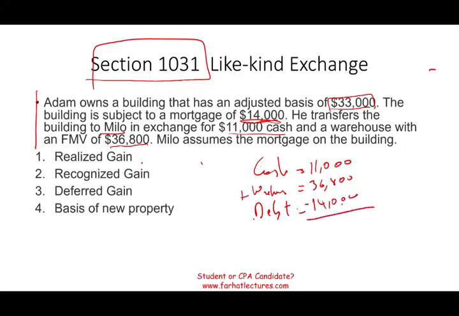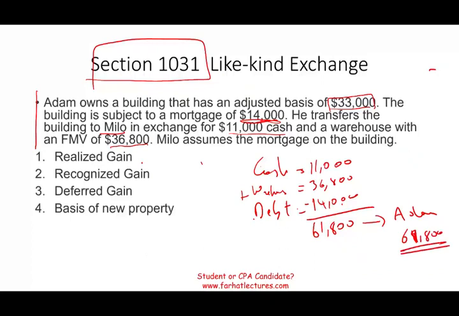So the first thing I want you to see is how much Milo gave Adam. Why is that important? Because the math has to make sense. What Milo gave is 11,000 plus 36,800 plus 14,000, a total of 61,800. It means Adam's building is worth 61,800. Although we're not told the fair market value of the asset for Adam, based on what Milo gave Adam, we know the fair market value is 61,800.